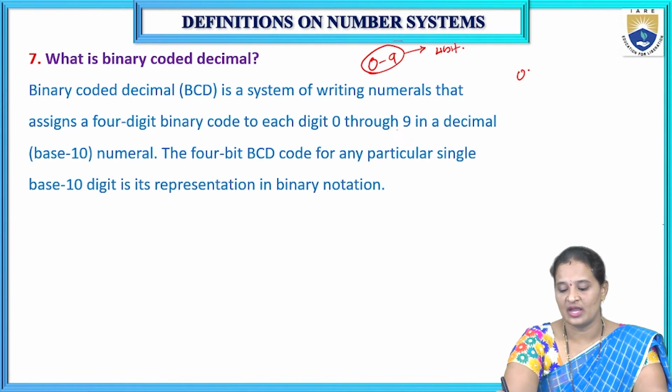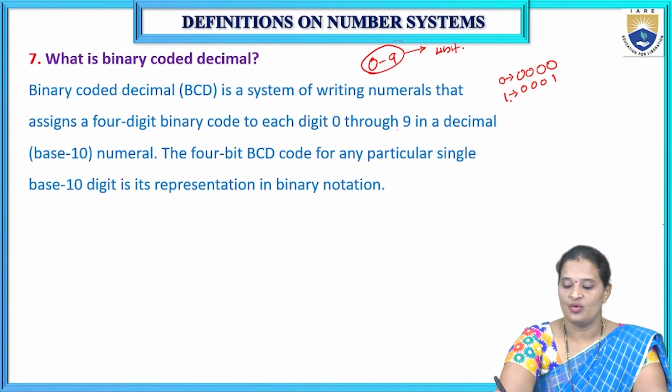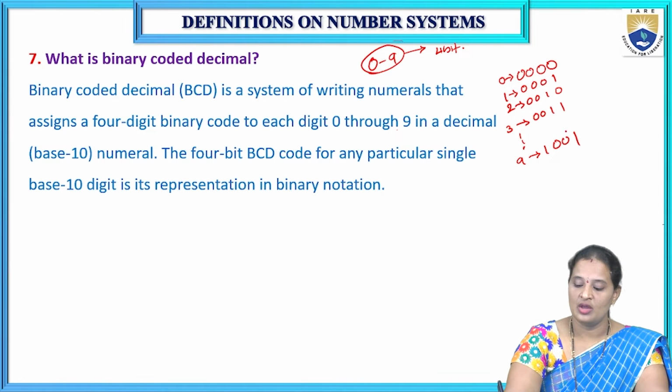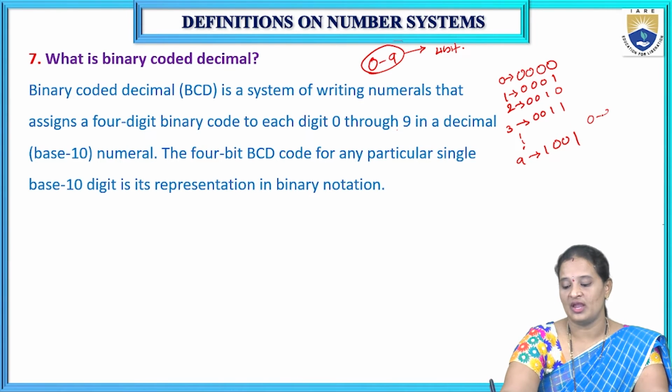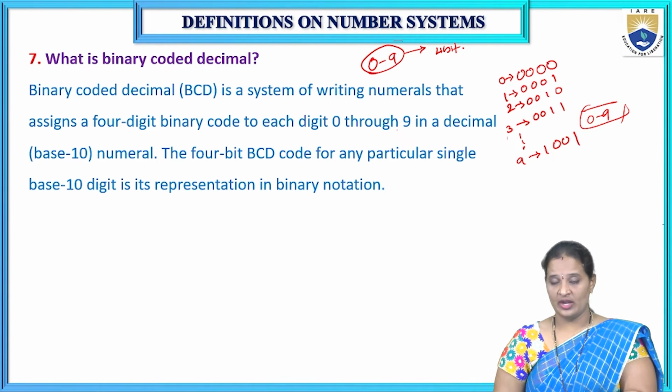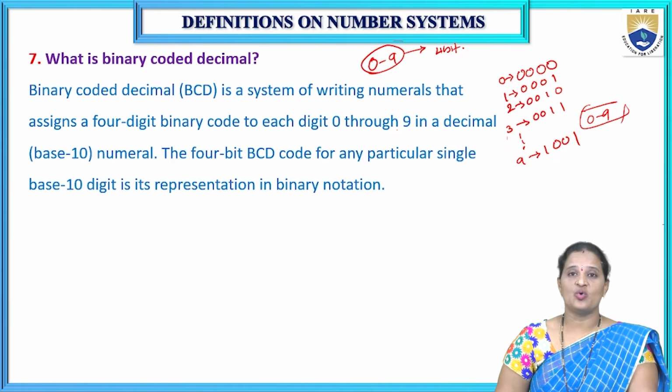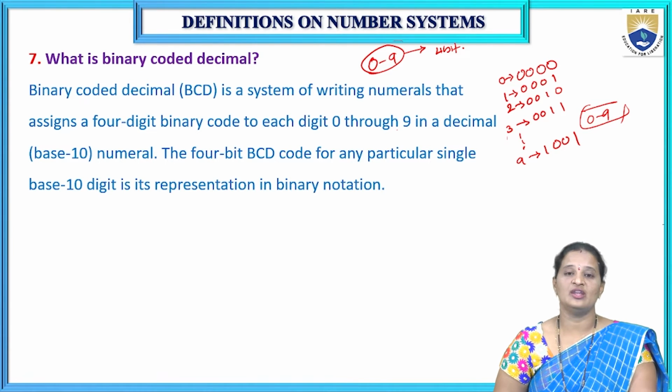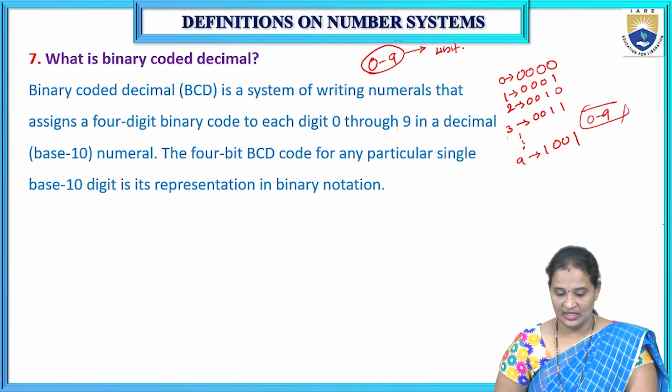So that means you all know that 0 can be represented in binary as 0000 with 4-bit equivalent. 1 can be represented as 0001. 2 is represented as 0010. 3 is 0011 and so on. 9 is nothing but 1001. So each decimal digit 0 to 9 can be replaced with its 4-bit binary code so that the BCD code can be obtained. So this is binary coded decimal. It means we are just coding the decimal digits 0 through 9 into binary using this BCD code.